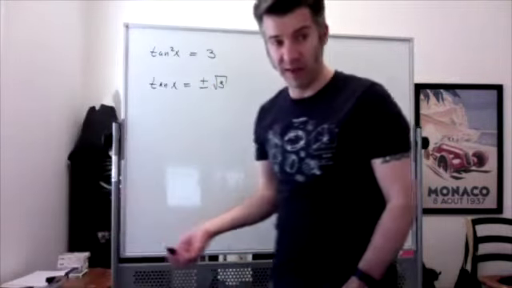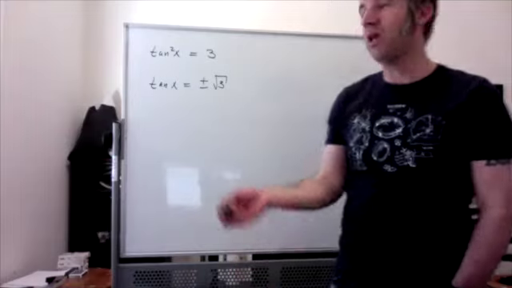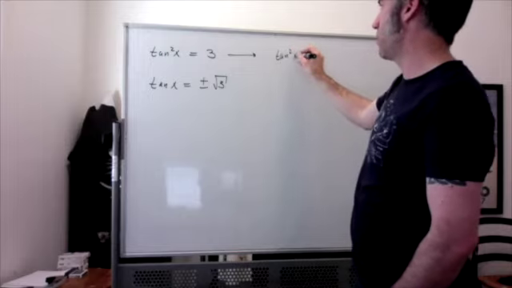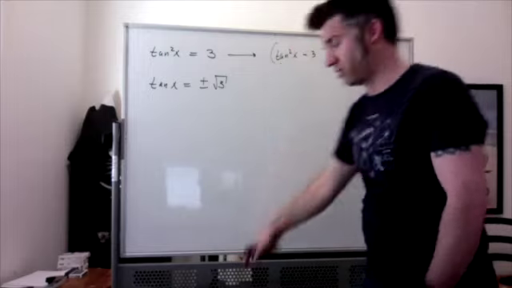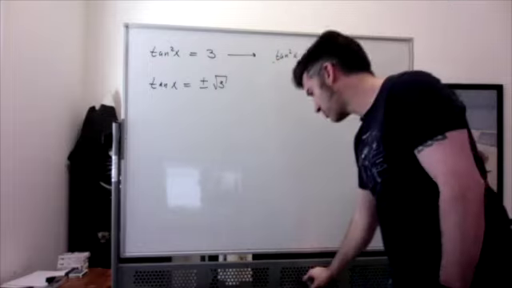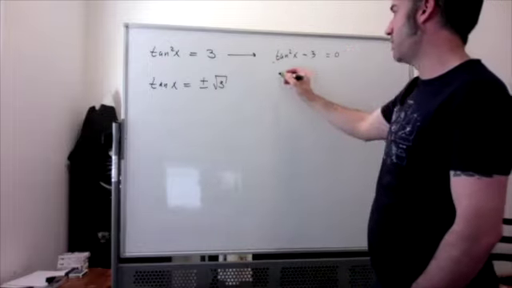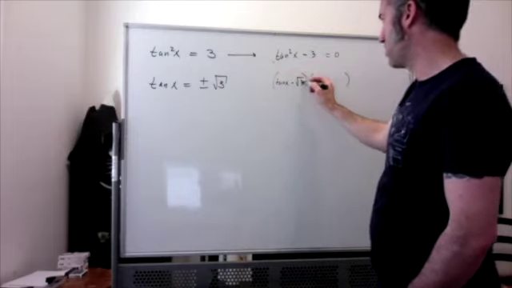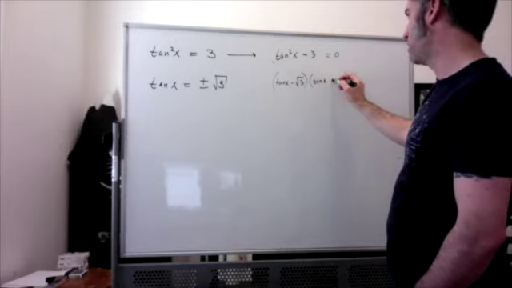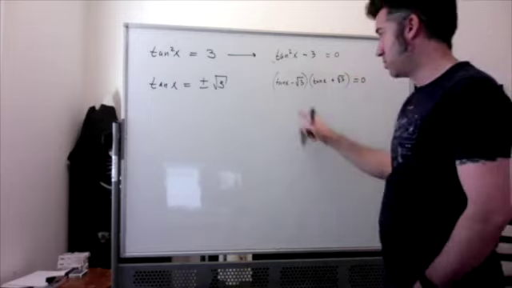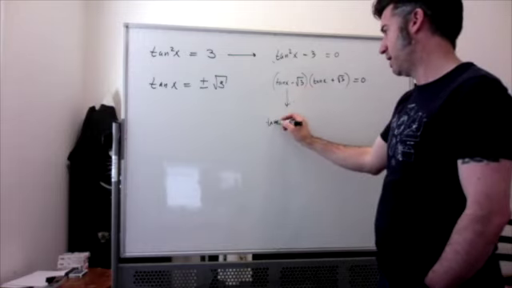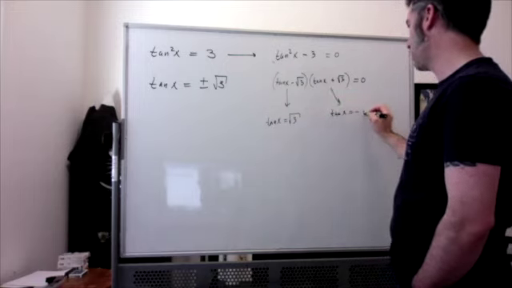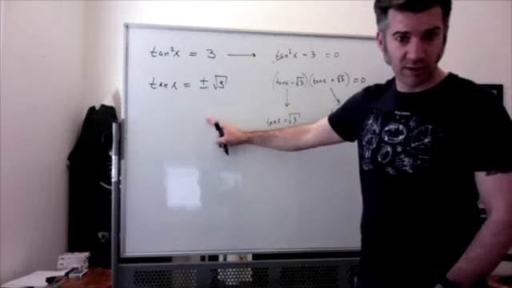Alternatively, just to go with the theme of bringing everything to one side and factoring, you technically could bring everything to the left and factor. You can write this as tangent squared x minus 3 equals 0. And then you can factor this as (tangent of x minus the square root of 3) times (tangent of x plus the square root of 3). And so you end up getting tangent of x equals the square root of 3 and tangent of x equal to the negative square root of 3. Exactly like we did over here.